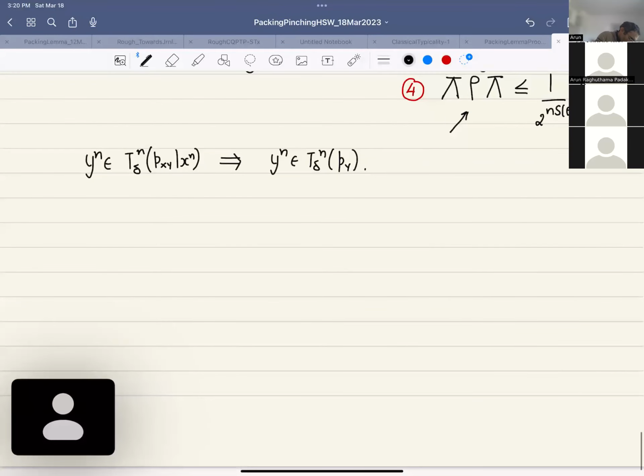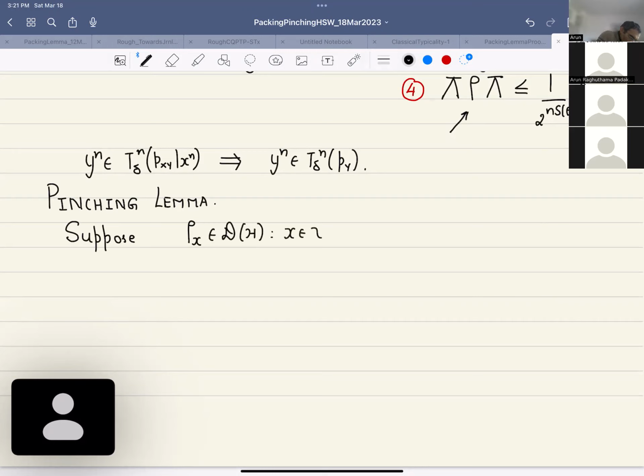Okay, so what am I proving? I'll explain what I'm proving. I will also give you the reference of the book where I'm doing this. I don't know whether he refers to it, I think he refers to it as the pinching lemma, but anyway, I'll do it. Suppose rho x's are a bunch of density operators, and Px is a PMF on X.